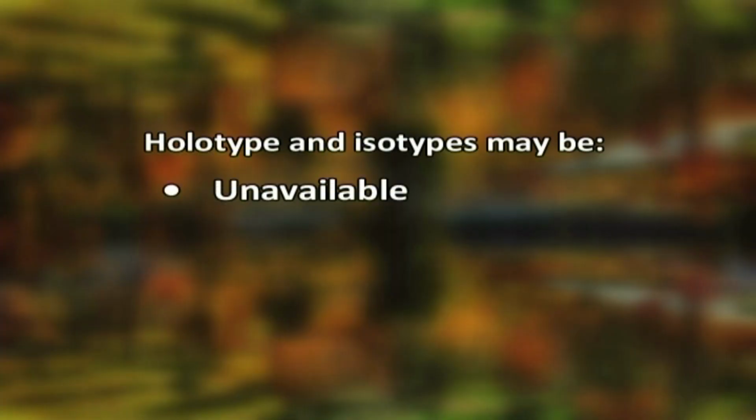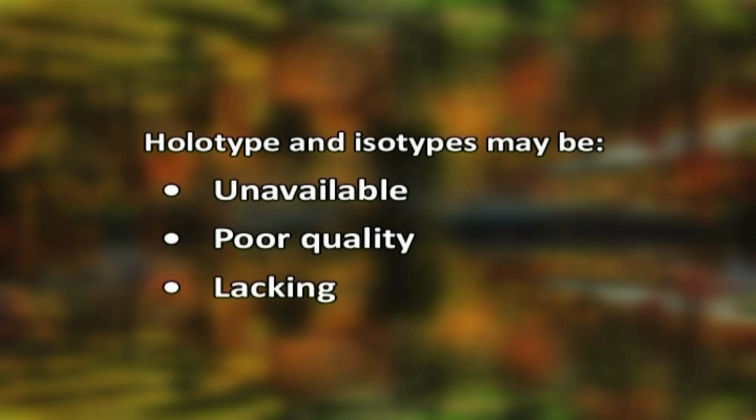Paratypes are useful in that they allow subsequent botanists to know what collections were examined by the original author and considered part of the same taxon in preparing the description of a new taxon, particularly when the holotype and isotypes may be unavailable, of poor quality or lacking in certain details. Now we come to neotypes.